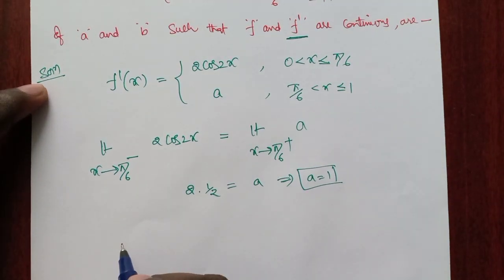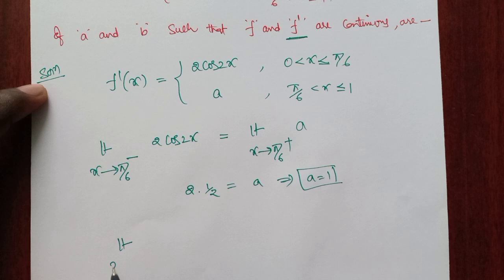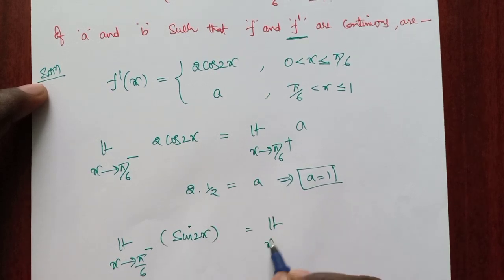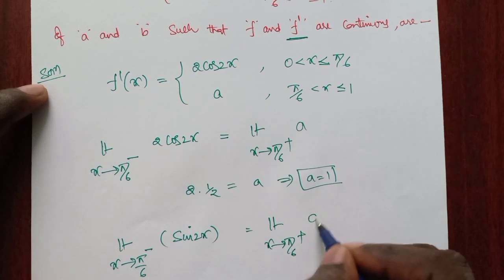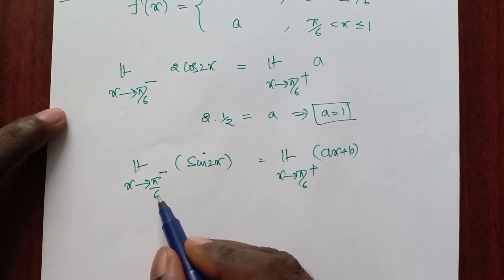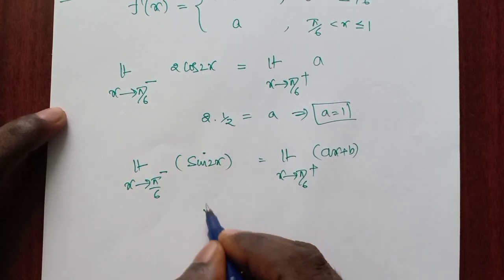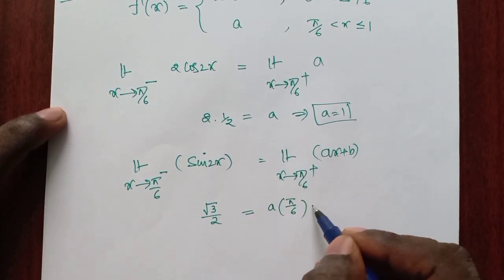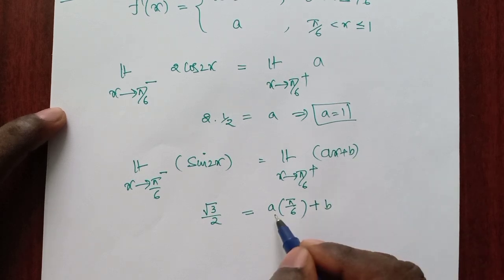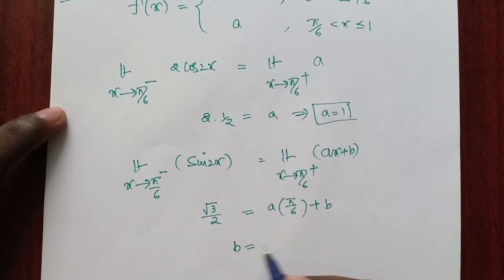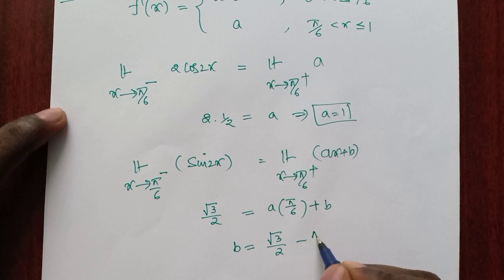Now left limit is equal to right limit, so limit x tends to pi by 6 minus sin 2x is equal to limit x tends to pi by 6 plus ax plus b. Now substitute pi by 6 here. Sin 60 is what? Root 3 by 2, equal to a into pi by 6 plus b. Here a is what? 1. Now substitute a equals 1 here, then b equals root 3 by 2 minus pi by 6.